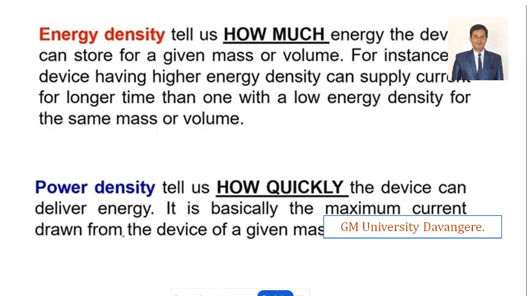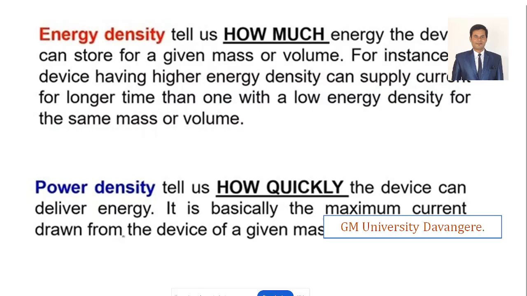For instance, we have talked about how a device with higher energy density can supply the current for a longer time than one with low energy density, for the same mass or volume, correct? So the example is very clear, you can understand the energy densities in a much easier way. I hope it is clear. Uday, is it clear to you? Yes, sir.